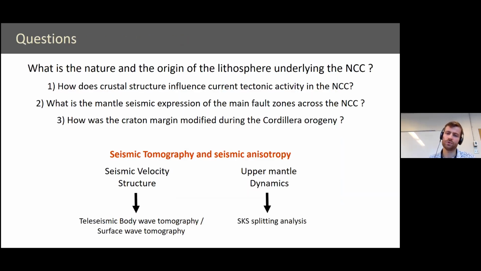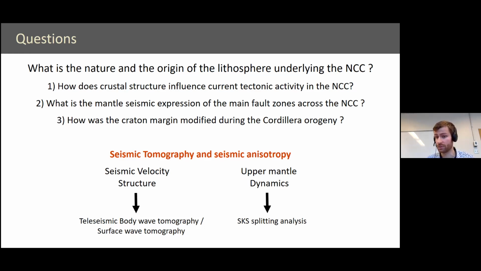And so during this presentation, I'm going to ask several questions. What's the nature and the origin of the lithosphere underlying the Northern Canadian Cordillera? First, how does crustal structure influence current tectonic activity in the Northern Canadian Cordillera? Second, what's the mantle seismic expression of the main fault zones across the Northern Canadian Cordillera? And lastly, how was the Craton margin modified during the Cordillera orogeny?